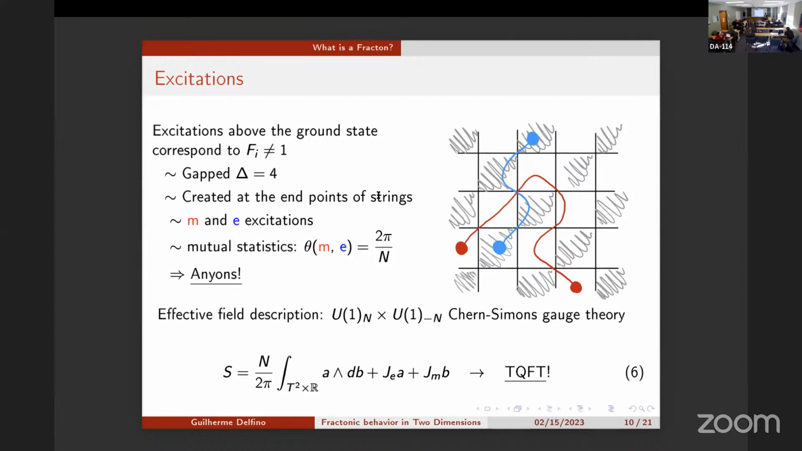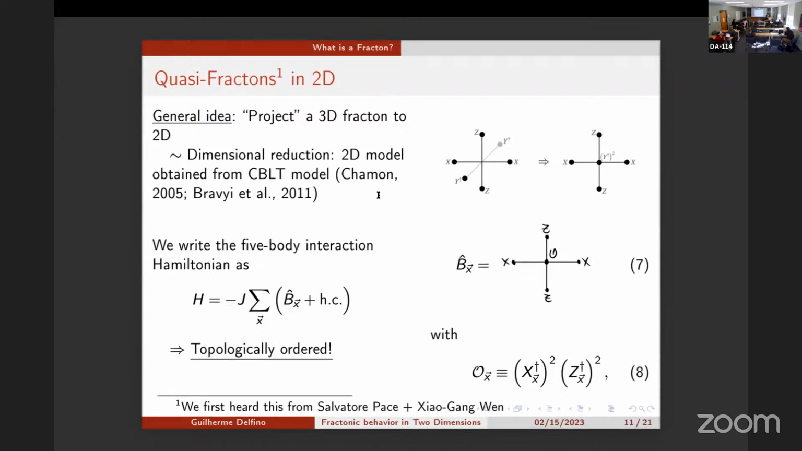Okay, so this was a warm-up. This is an example of topological order. You have all these weird things emerging, these anyons, which are non-local excitations associated with strings. But now I want to go to the point that I wanted to talk to you about, which are these two-dimensional analogues of fractals.